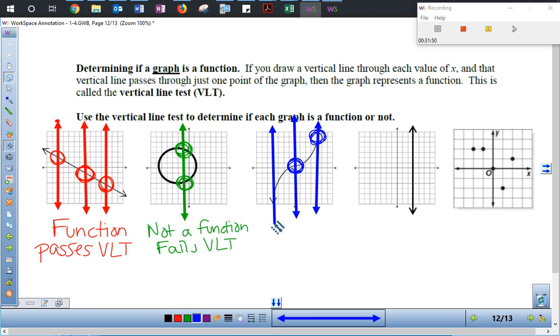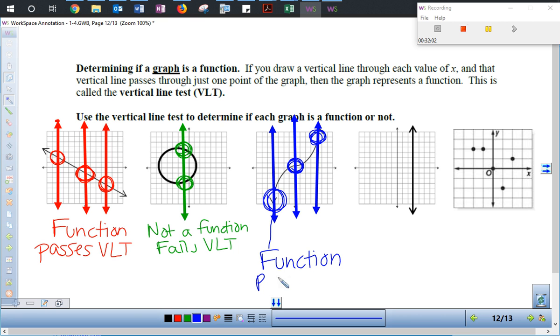And what if I try over here? Again, that graph, remember, goes out and out and out, so it only crosses the graph in one place. This is a function because it passes the vertical line test.